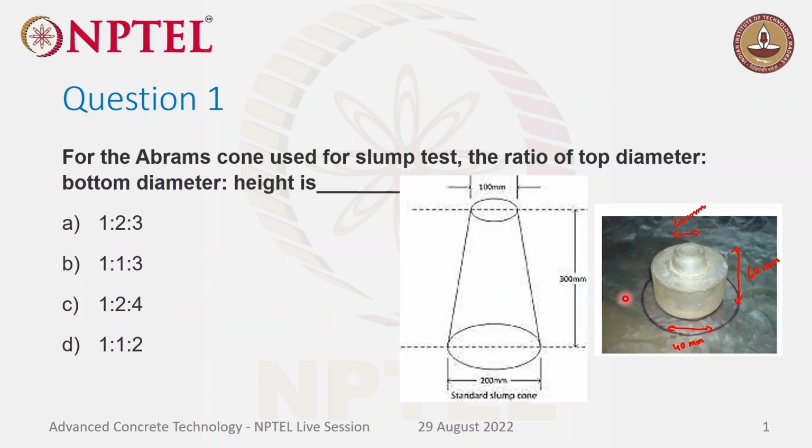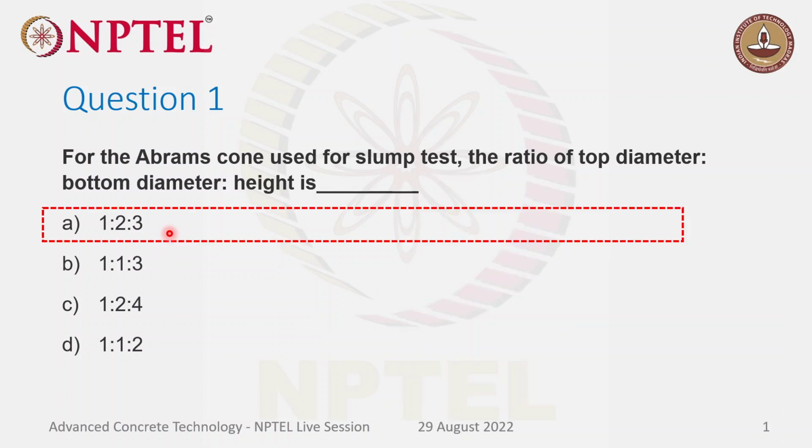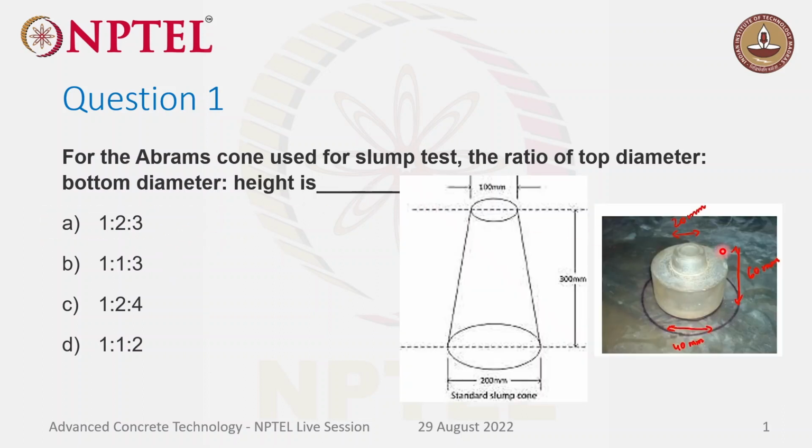So the ratio of the top diameter to bottom diameter and the height is nothing but 100 to 200 to 300, which is nothing but 1 is to 2 is to 3. That is the answer. For the mini slump test as well, the same ratio is maintained. The top opening will be 20 mm, the bottom opening will be 40 mm, and the height is around 60 mm. So the ratio of 1 is to 2 is to 3 is maintained for the mini slump test as well, which is used to find the compatibility of cement paste.